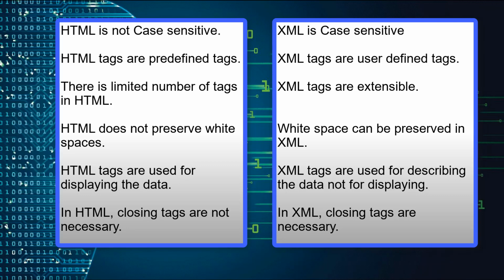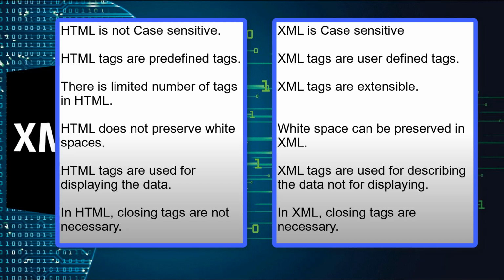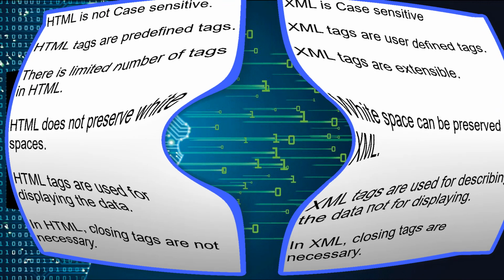HTML tags are used for displaying the data. XML tags are used for describing the data, not for displaying. In HTML, closing tags are not necessary. In XML, closing tags are necessary. HTML is static and XML is dynamic.